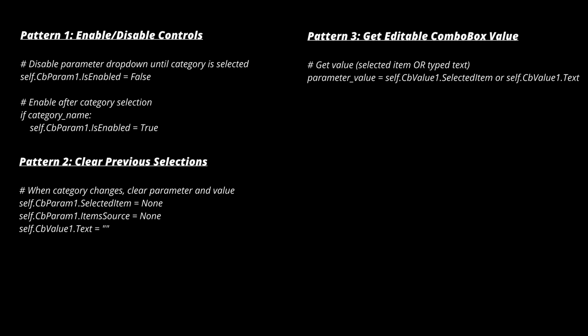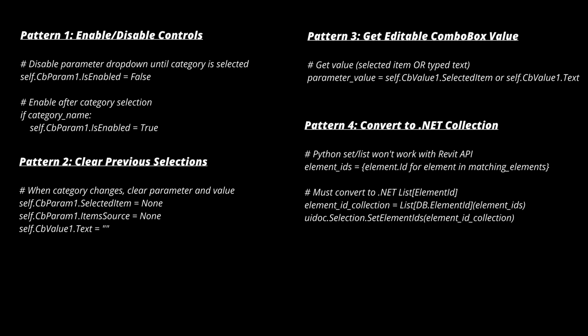Here are some common patterns you will use again and again. Pattern 1 is enable or disable a control. Pattern 2 is clear previous selection. Pattern 3 is get editable combo box value. For the last one, pattern 4, is convert to collection, because you need to explicitly indicate what kind of list you're creating for the Revit API.